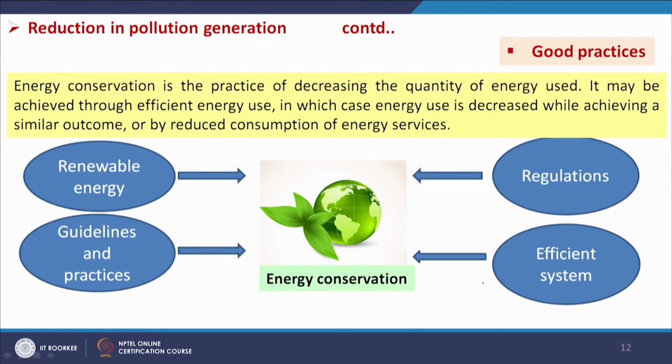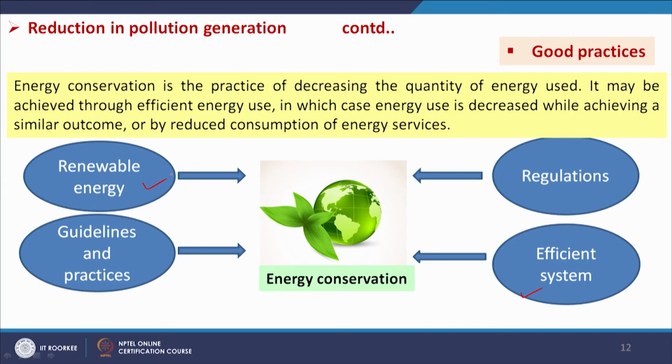One is efficient systems; we can use efficient systems so that the energy loss will be reduced. We can use renewable energy, then also our emission will be reduced. We can frame some regulations, so that there will be stricter control of the process, so that the permissible limits will be reduced. So, ultimately the environmental pollution load will be reduced.